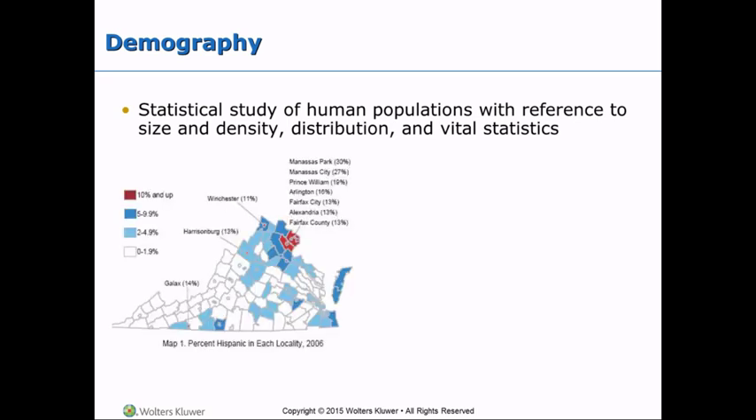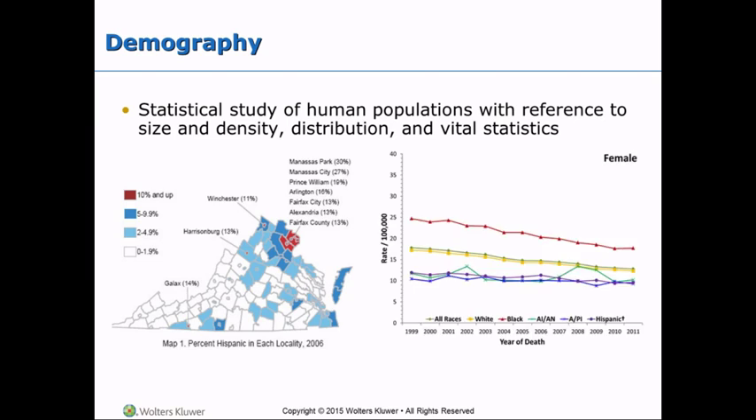For example, here is a demographic study conducted in 2006 that shows the Hispanic population in Virginia. This study identified where the majority of this population resides in the state. Here is another example of a demographic study that investigated the rate of colorectal cancer between the years 1999 and 2011 in females by race. Can you think of reasons why these types of studies might be useful to influence the health of these populations?